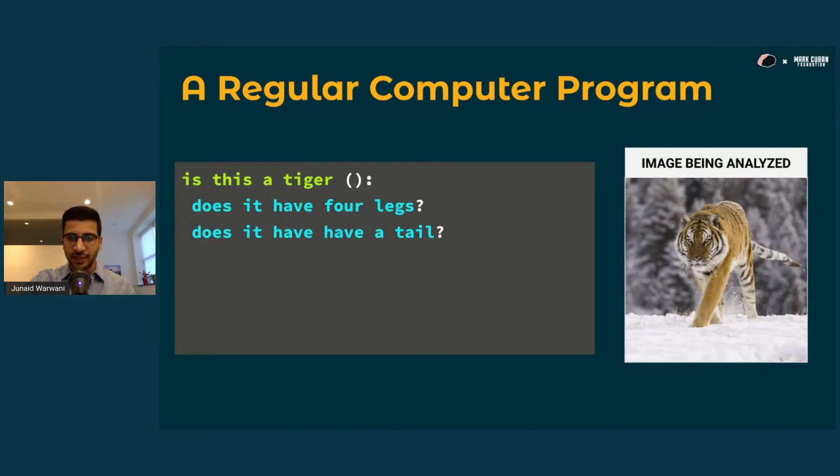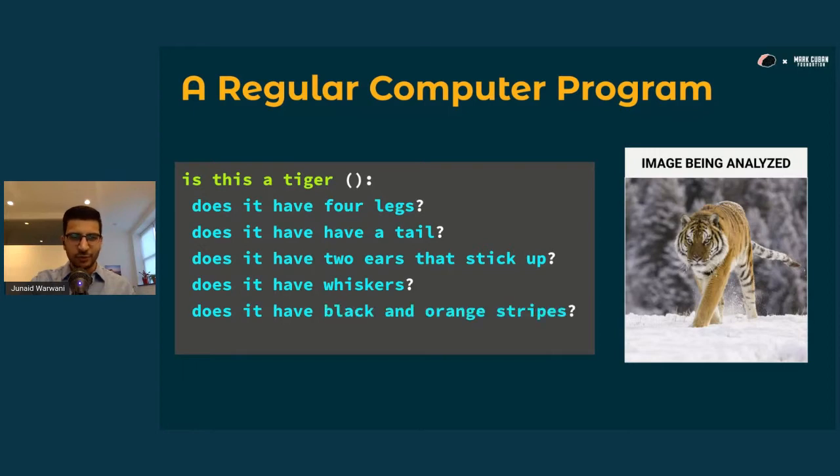Does it have a tail? Yep, we see a tail over there too. Does it have two ears that stick up in the air? And yep, we've got those too. Does it have whiskers? Checkbox. And finally, probably the biggest giveaway for a tiger, does it have black and orange stripes? Yep, it's got those too. Congratulations, you found a tiger.